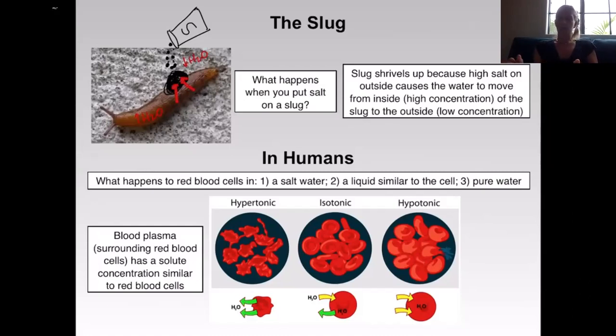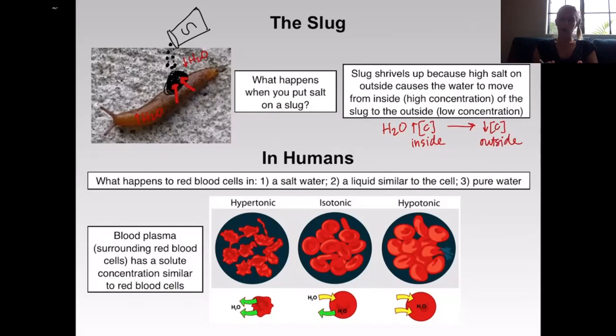So we see the water is moving from a high concentration inside of the slug, and it's going to move down its concentration gradient to the lower concentration outside of the slug, right?